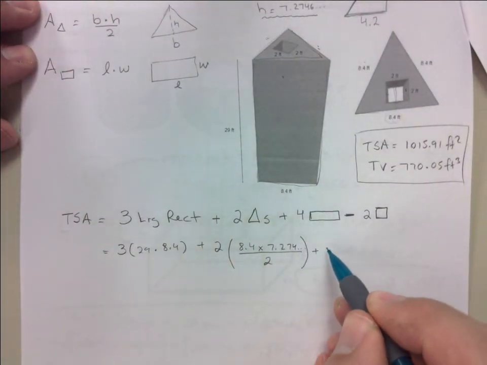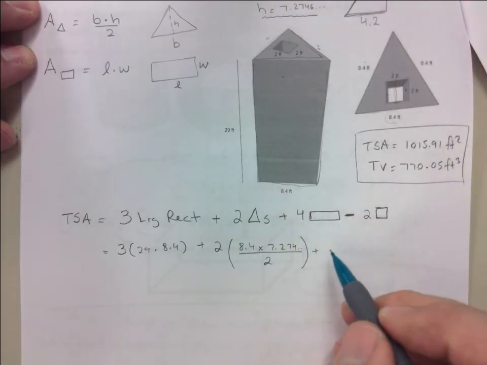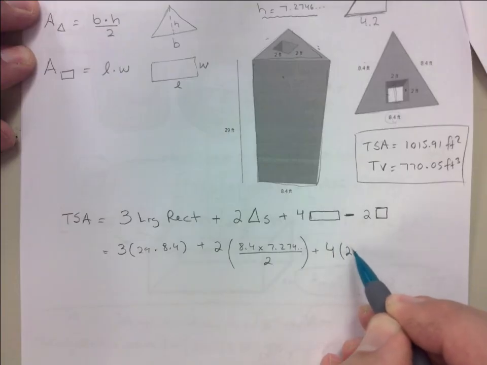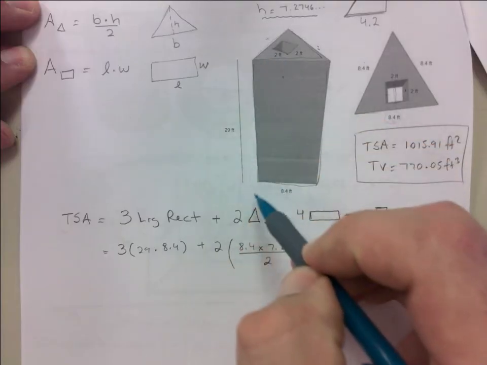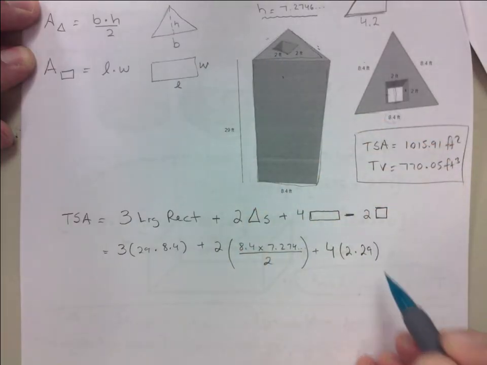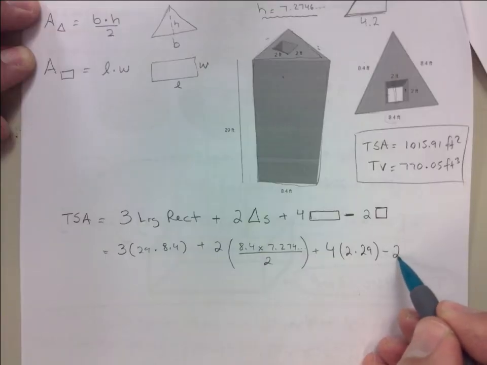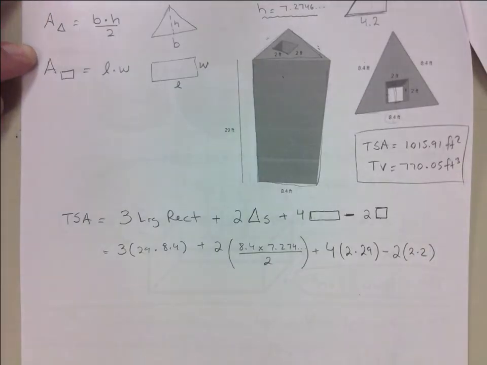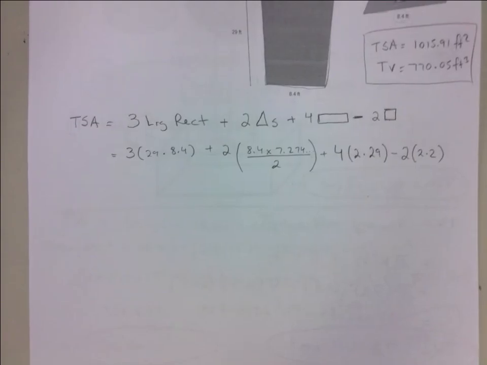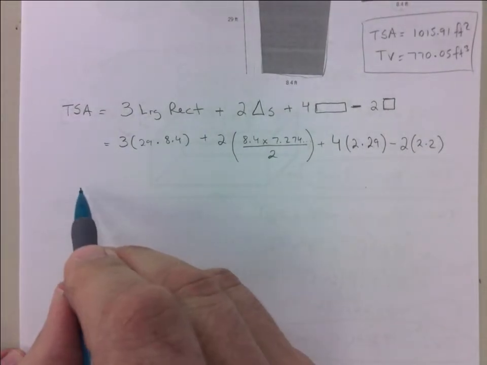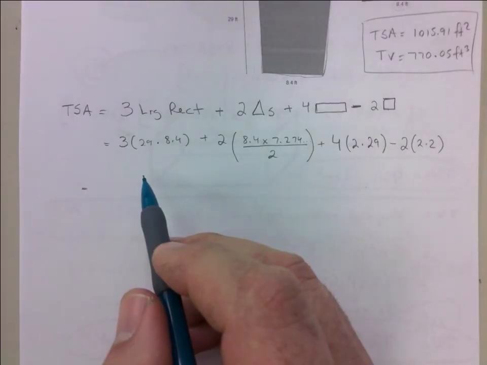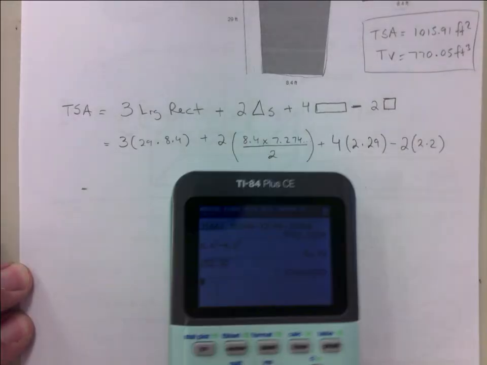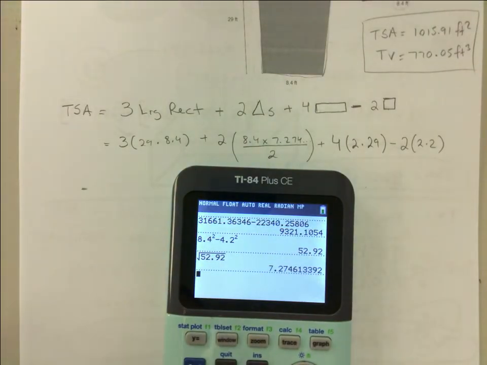right? So we go plus 4 small rectangles inside, which is 2 times 29, right? It's 2 this way, 29 deep. Okay? Minus 2 squares, and each square measures 2 by 2. Okay, so it's basically 2 times 2 times 2. So here we go. This part, I did it differently, so I'm going to have to redo it. That's what you get if you deviate from the plan.